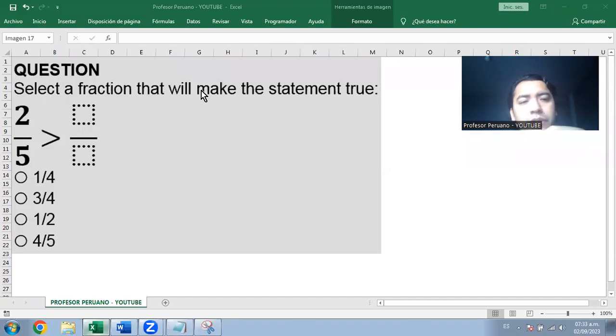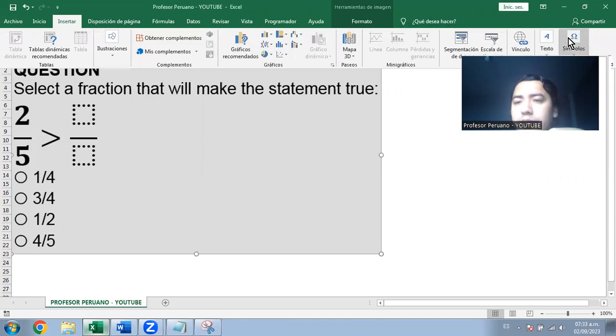Select a fraction that will make the statement true. Okay, in this case we have to look for a fraction that will make the statement true. That means we need to look for a fraction that is lower or smaller than 2/5.